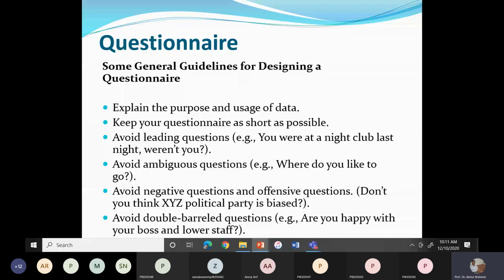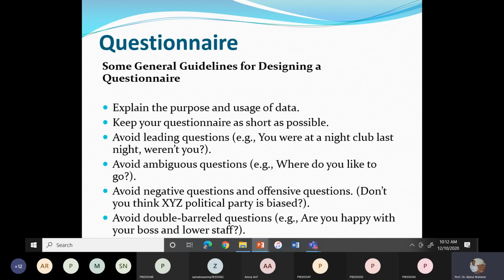These are some guidelines for designing a questionnaire. You have to explain the purpose and uses of the data which is collected, because in some cases people are reluctant to respond to some questions. Maybe they are personal or sensitive questions. So if you explain the purpose and the uses of the data, maybe they will feel free to answer such questions.